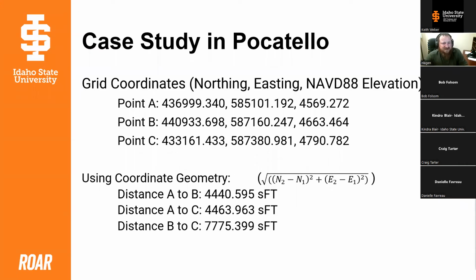So you'll notice these are the grid coordinates for point A, point B, and point C. All of these are in just standard state plane grid Idaho East zone. Those are the grid coordinates, and then at the bottom there, I've run through just the normal coordinate geometry to show the lengths of the lines in grid distances.